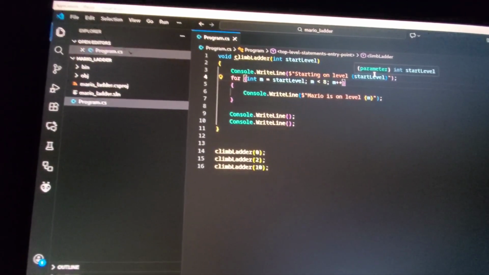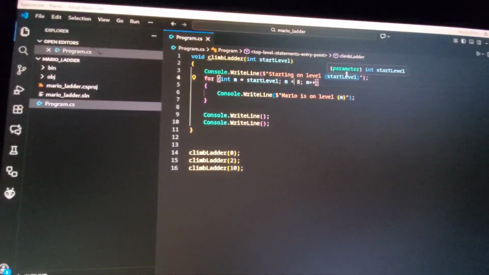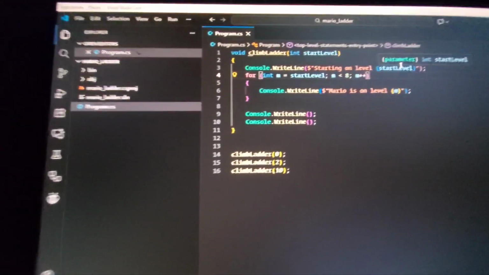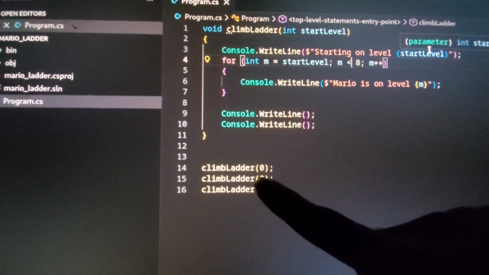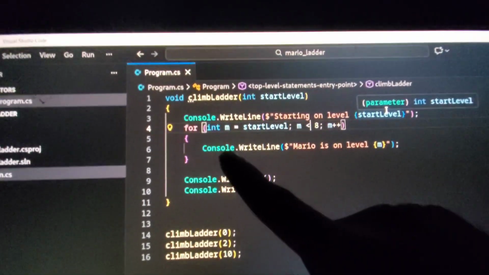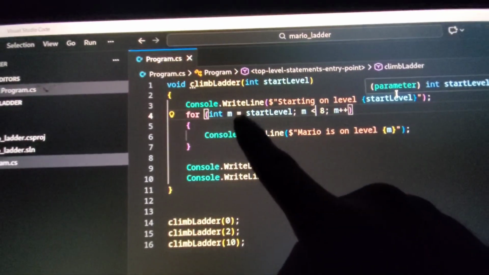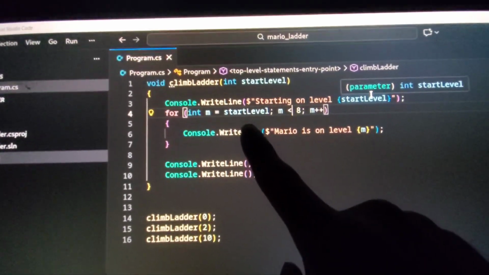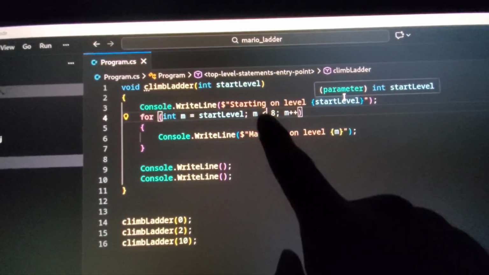All right, I wrote up a quick C# method. C# and C are similar in nature, so you can probably understand the syntax here. I created a method called climb ladder, and it takes a value in that is an integer of the starting level.